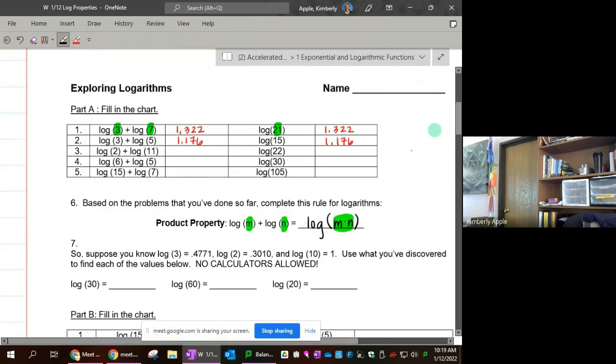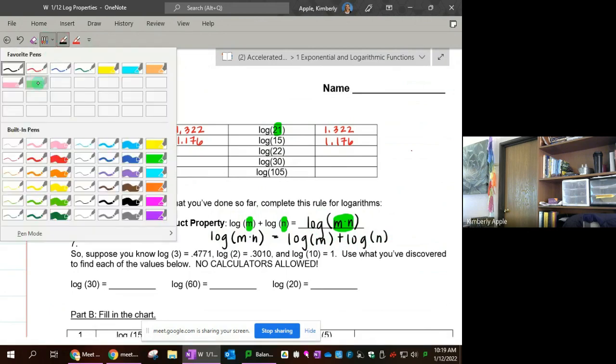This can go the other way also. You might want to make a note there that the log of m times n can be converted to the log of m plus the log of n. So it just depends on where you're starting and where you're trying to go.